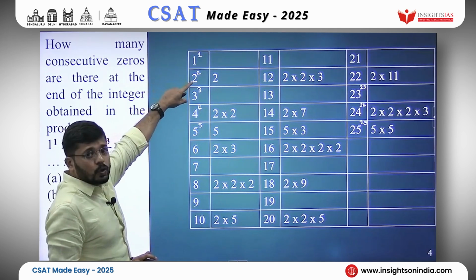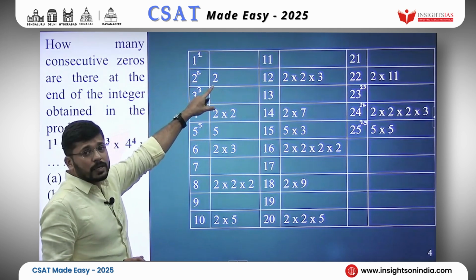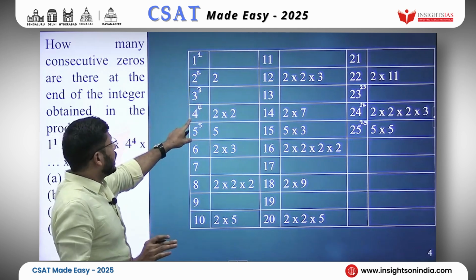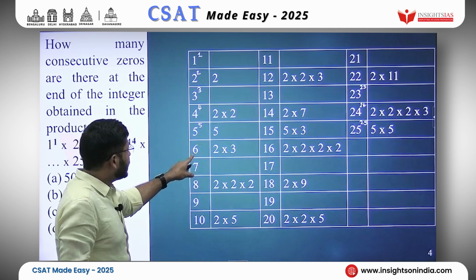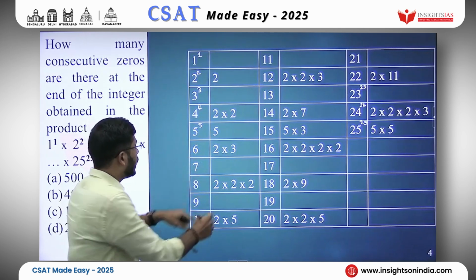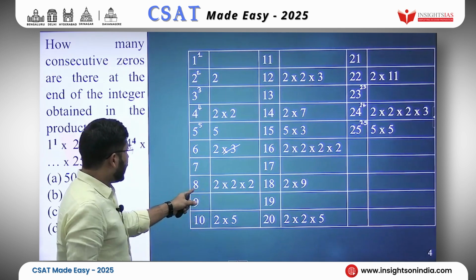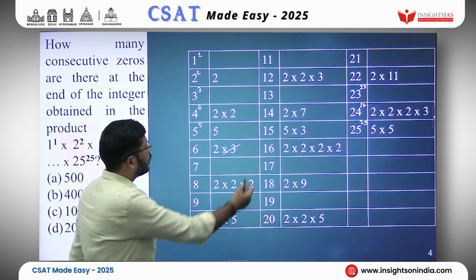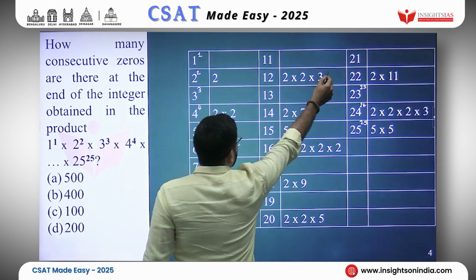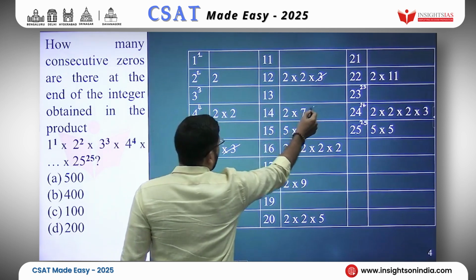Look here. How many 2's are there in the number 2? It is only 1. In 4 there are two 2's. In 5 there is one 5. In 6 there is one 2 and one 3. We don't bother with 3. In 8 there are three 2's. In 10 there is one 2 and one 5. In 12 two 2's and a 3. In 14 one 2 and a 7.